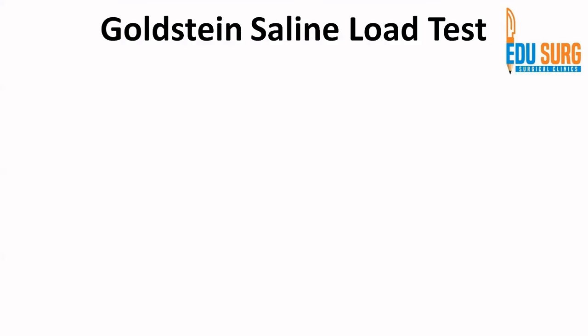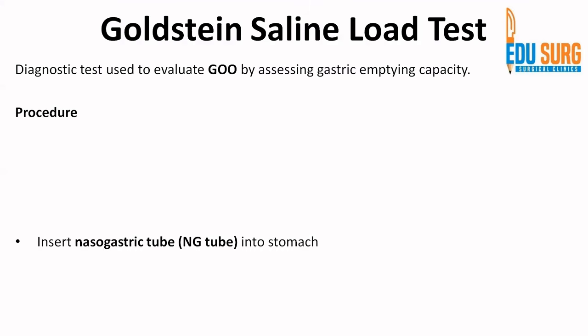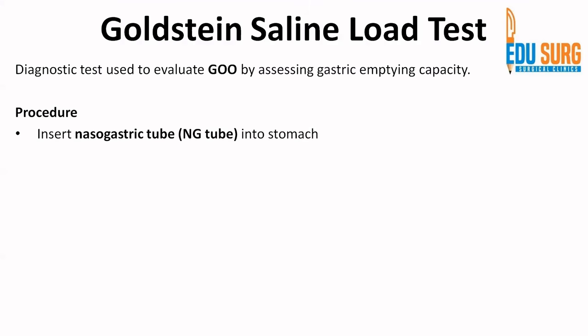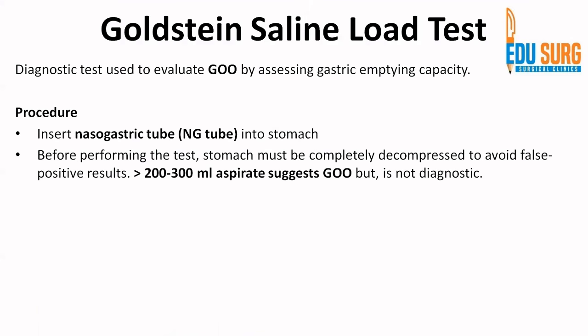Coming to Goldstein Saline Load Test, another bedside test to diagnose gastric outlet obstruction, basically by looking at the gastric emptying capacity. Very commonly asked in exams, the name is Goldstein Saline Load Test. What you have to do is you have to insert a Ryle's tube or a nasogastric tube into the stomach. Now, before performing the test, the stomach must be completely decompressed.